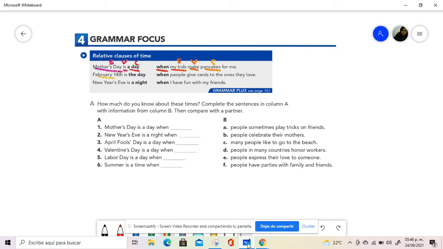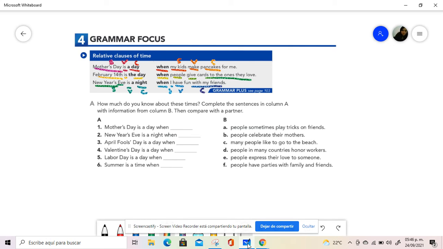February the 14th, this is the subject, is the verb, and the day is the complement. When is the word that joined the two clauses, the two sentences, and then subject, verb, and all of this is the complement. Once again over here, New Year's Eve is the subject, verb, complement. The joining word, subject, verb, and complement. Two complete sentences.